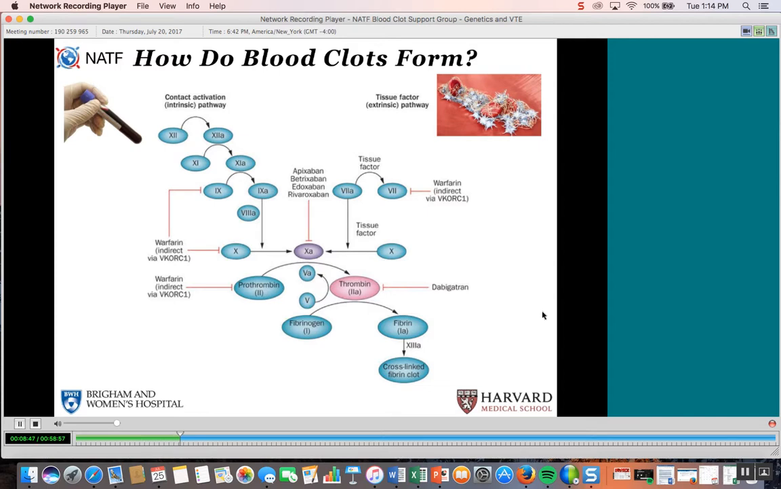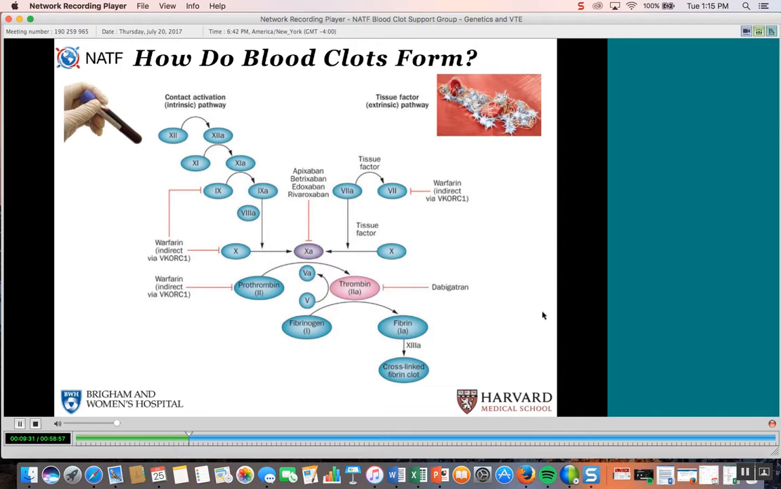Okay, I hope everybody was able to hear and understand the video well. Now, in this slide, I have put a little bit more detail on the two pathways. On the right, we have the extrinsic pathway, the one that is activated when there is damage, a cut in the vessel wall. And on the left, there is the intrinsic pathway, the one that is activated independent of the presence of a cut.